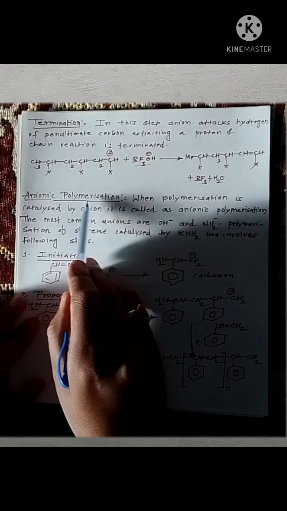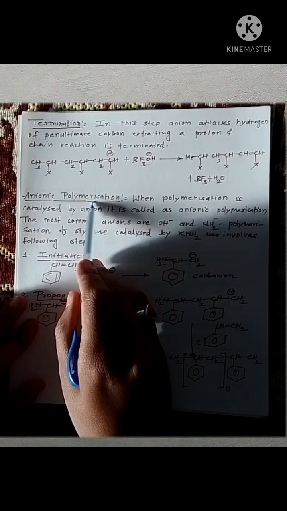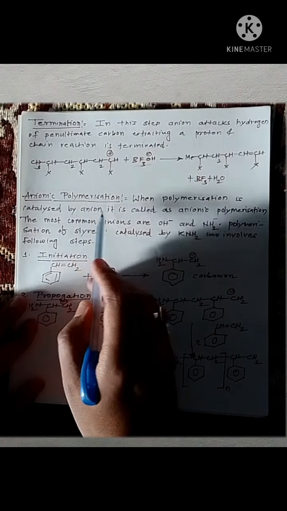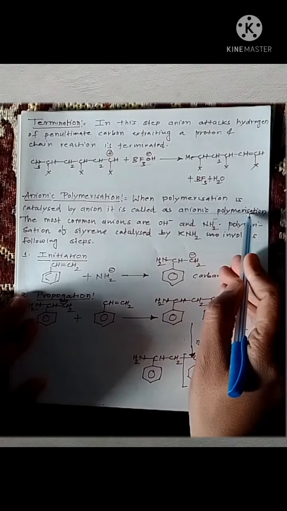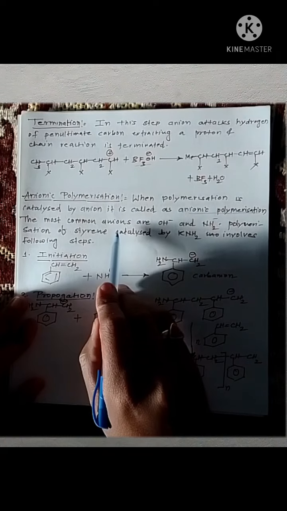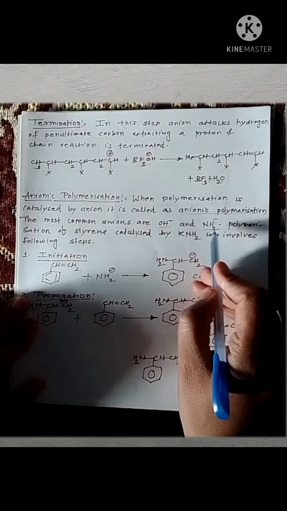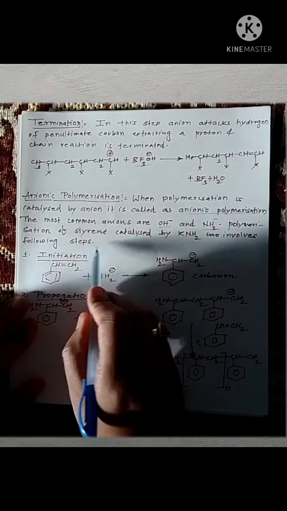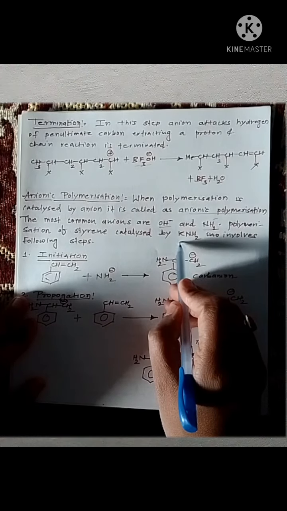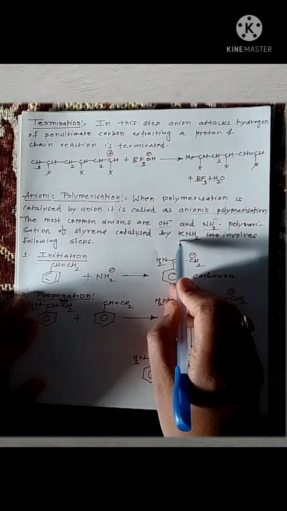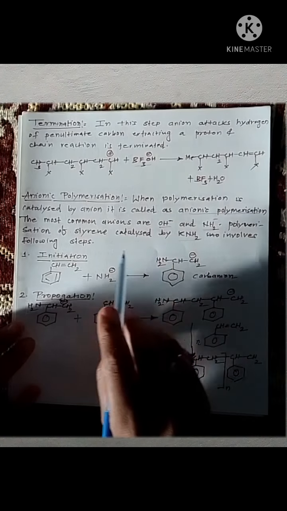Now what is anionic polymerization? The polymerization, when it is catalyzed by an anion, is known as anionic polymerization. The most common anions which are used are OH minus and NH2 minus. Polymerization of styrene catalyzed by potassium amide, or KNH2, involves the following steps.